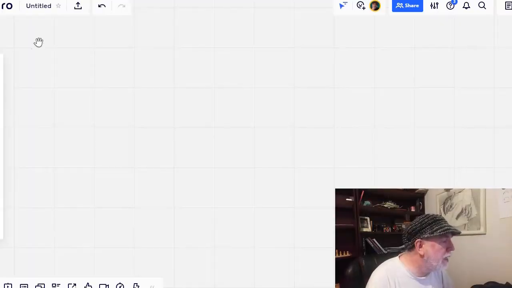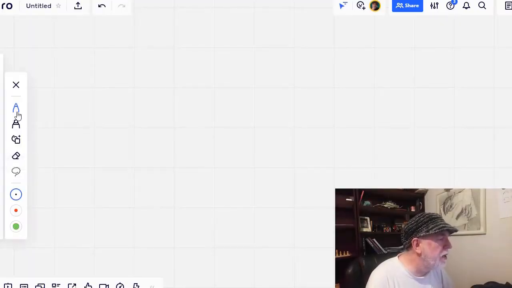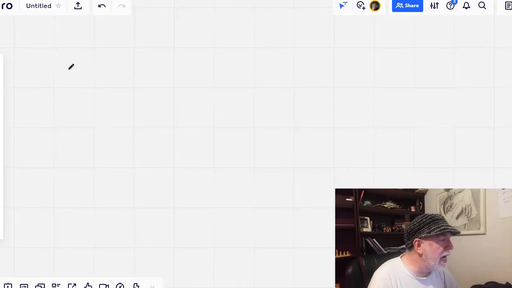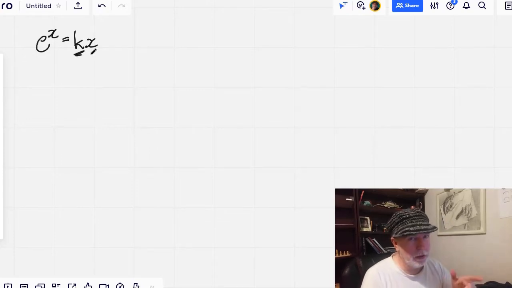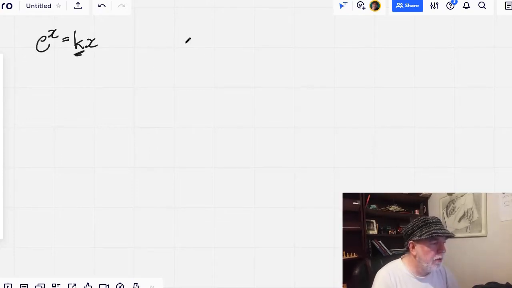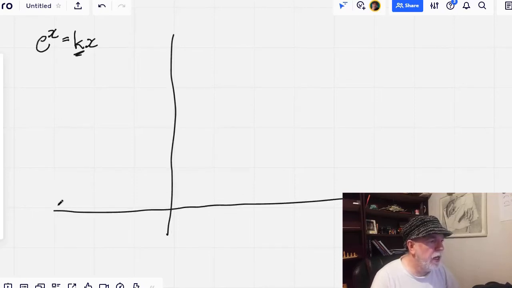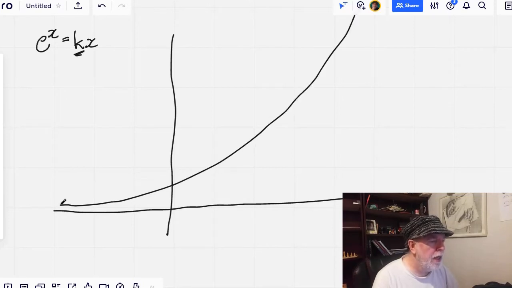So what he's challenging us to do is find a solution to e to the x equals k times x. What k will make this work? Now, let's put this on the Cartesian coordinate system. So here's your e to the x. Okay, that's e to the x.